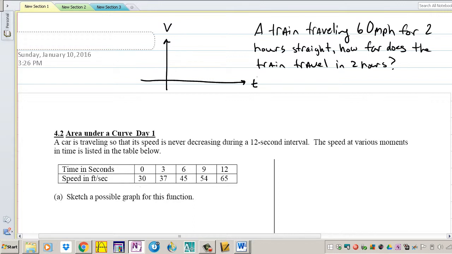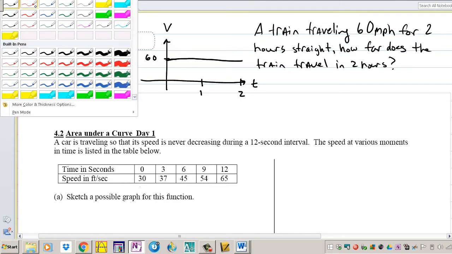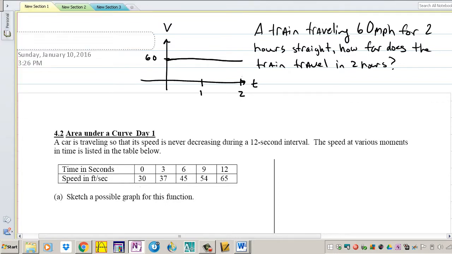Now, on your vt graph, your train is traveling 60 miles per hour for 2 hours straight. It's not getting faster, it's not getting slower. So for 2 hours straight, the train travels 60 miles per hour. So here's hour number one and hour number two. What if I take the area underneath the train's velocity graph?